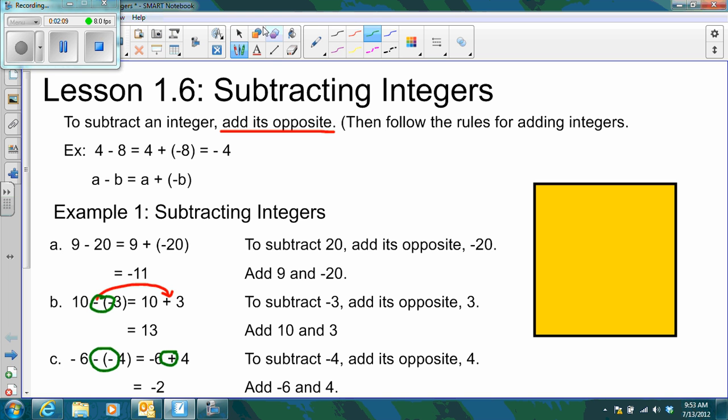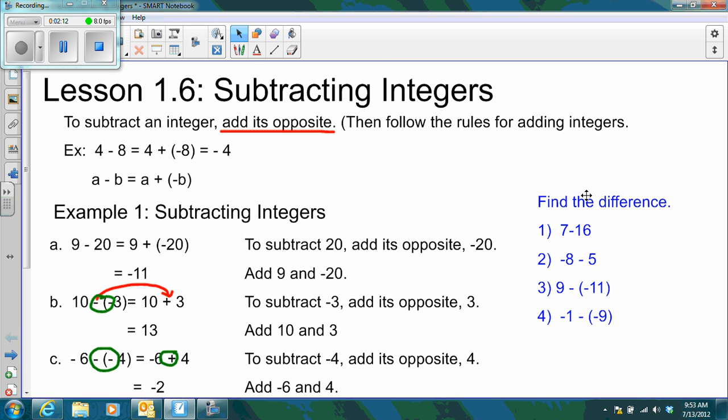So I want you to try a few problems on your own. So press pause now and work out the problems here on the right from 1 through 4.